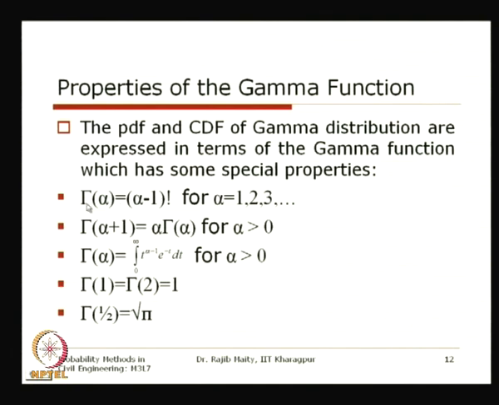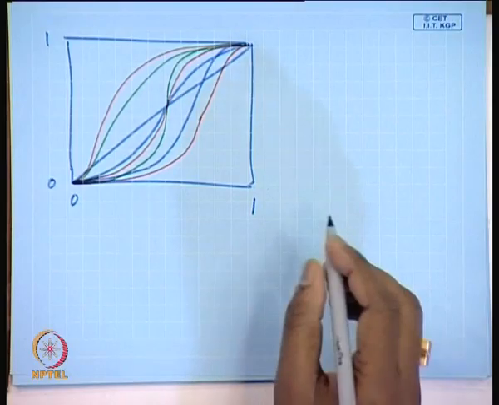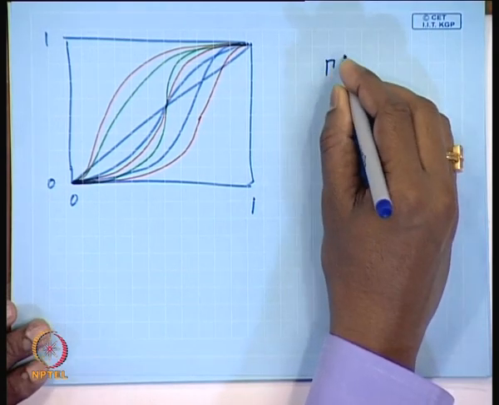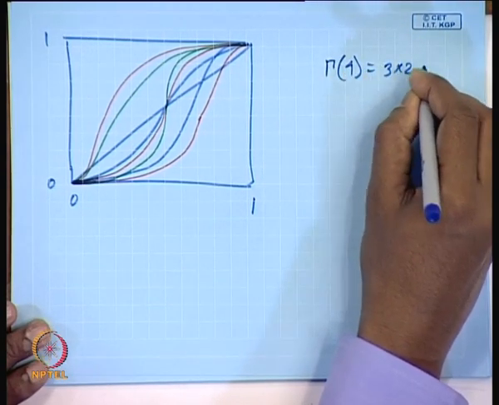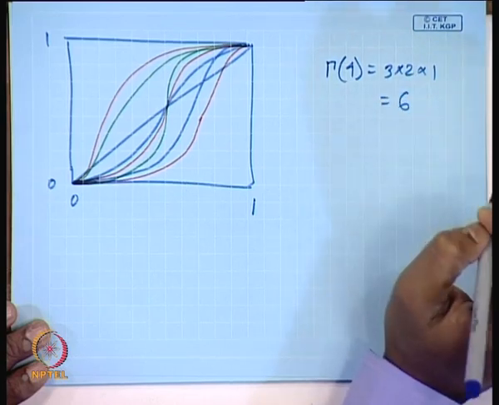The first rule is gamma alpha equals alpha minus 1 factorial, for alpha equals 1, 2, 3. So when alpha is an integer value, the value of this gamma function equals alpha minus 1 factorial. A simple example is gamma 4 equals 3 multiplied by 2 multiplied by 1, which equals 6.